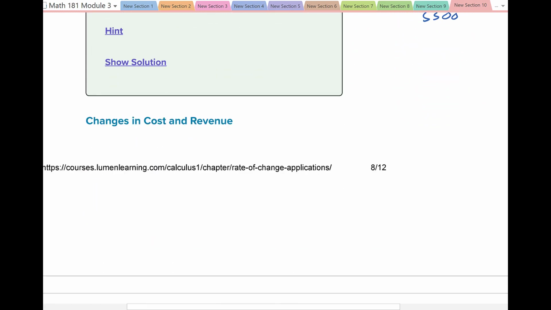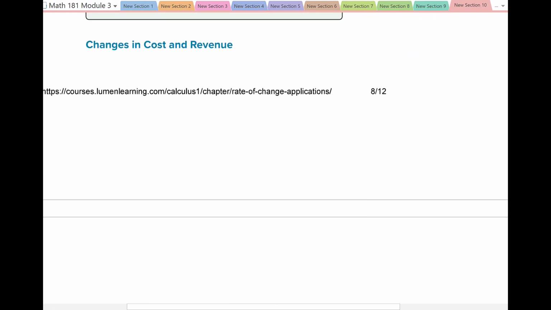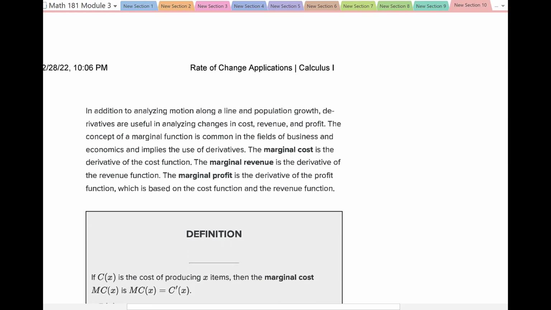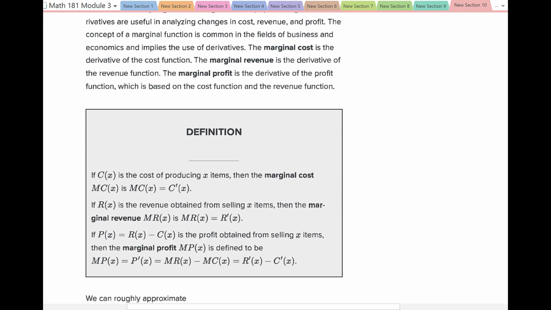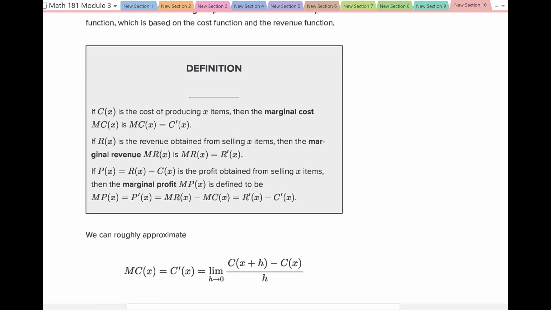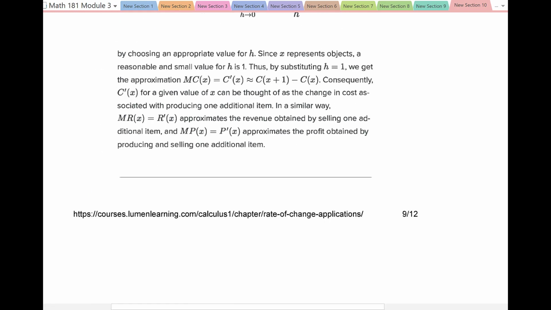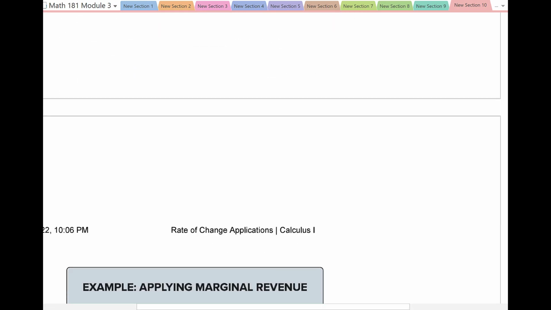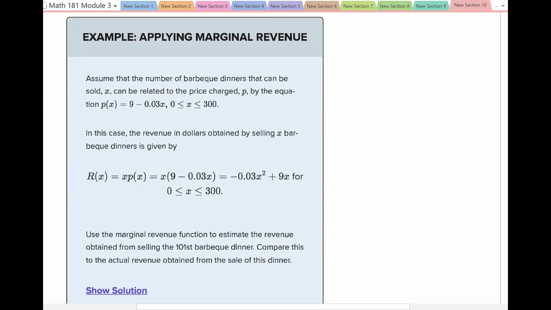Okay. Let's talk about changes in cost and revenue. So some key takeaways here. Marginal cost is the derivative of our cost function. Marginal revenue is the derivative of the revenue function. And marginal profit is the derivative of the profit, which is the difference of the revenue derivative and the cost derivative. Here's an example for us.